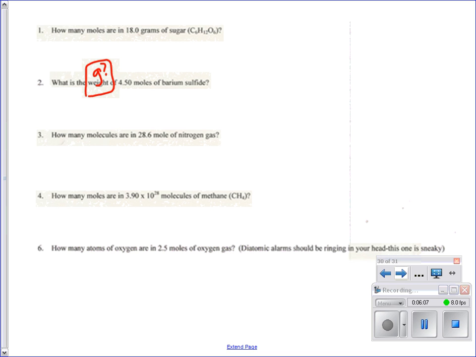So we're looking for grams, and our given is 4.50 moles of, this is where you have to know your nomenclature. What is barium sulfide? BaS. If you didn't know your nomenclature, you might really mess that up and get a wrong formula mass and so forth. All right, so barium sulfide in moles, I want to go to grams. I'm going from mole town to gram land. How do I get there?